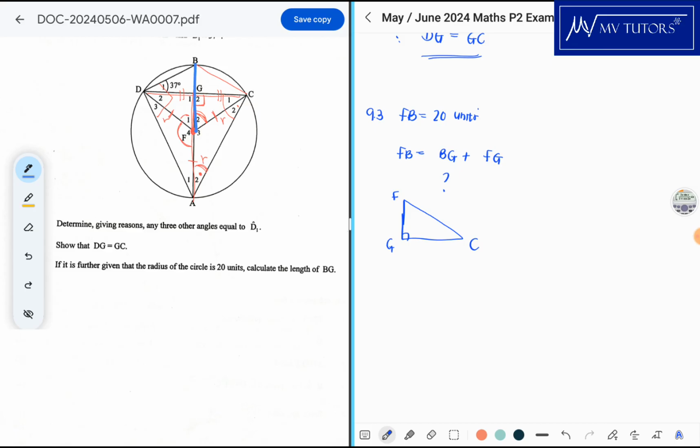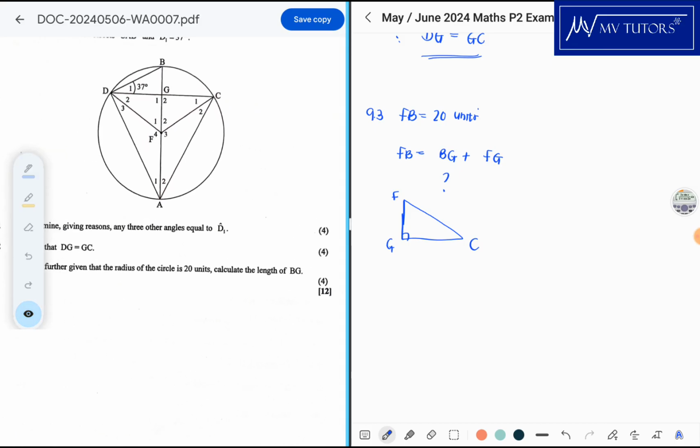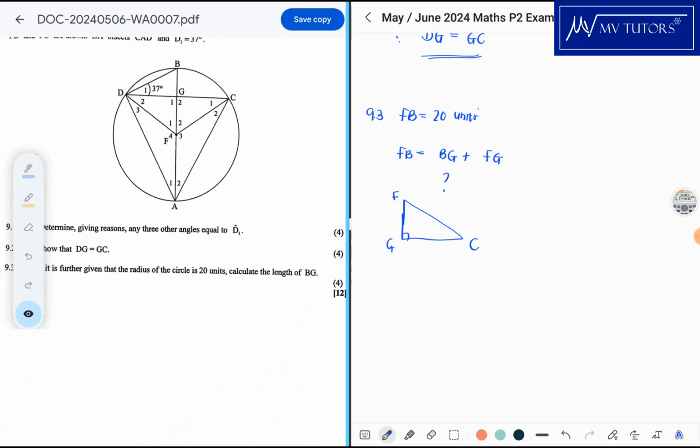Or actually, if we're looking for BG, how many marks is this? It's 4 marks. We have 37. We know that G is 90 degrees. I don't have to go the long way that I'm thinking. I was already thinking something else that's going to take a very long time.